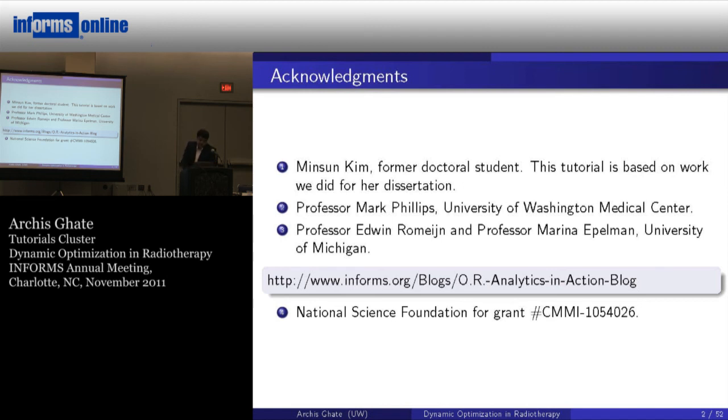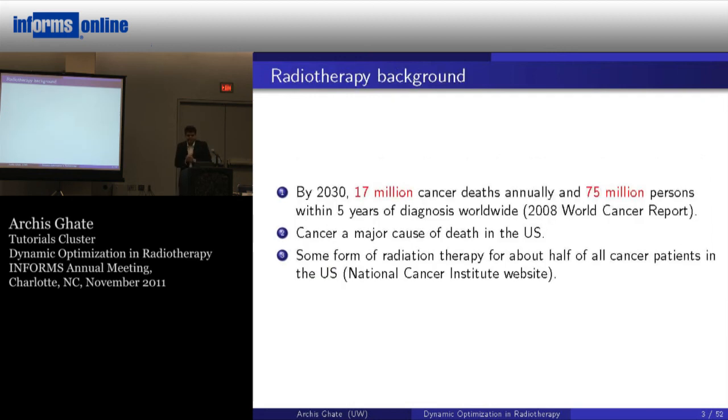So let me get started. I'm assuming that people here don't really have a background in radiation therapy. So I'm going to start out with some basics, not spend too much time, but talk about it enough such that everybody is on the same page when I use certain words, terminology or notation later in my talk. So, some basic background in radiation therapy.